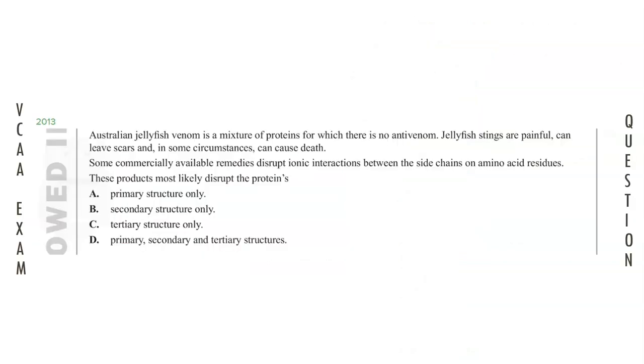Let's look at a couple of example questions. This is a multiple choice question. It gives us some information about a protein. It states that jellyfish venom is a mixture of proteins for which there is no antivenom. Jellyfish stings are painful and can leave scars, and in some circumstances can cause death. This is just background. Key thing here is it's telling us we're talking about proteins.